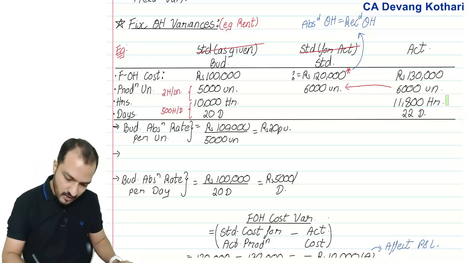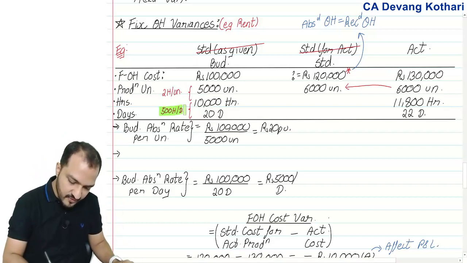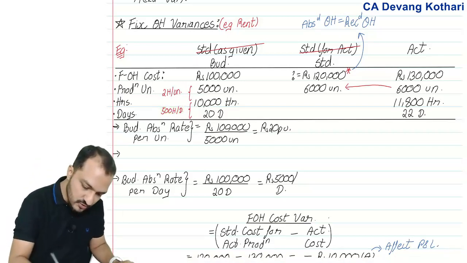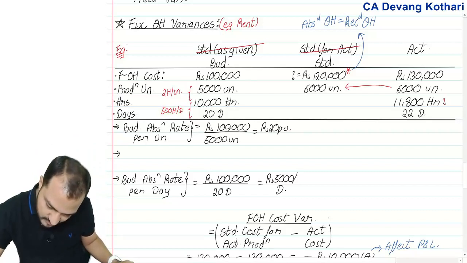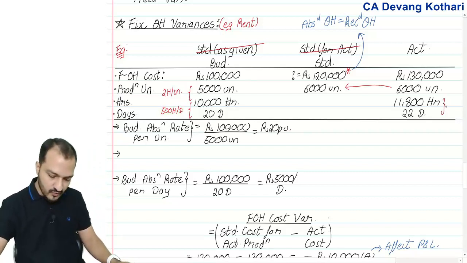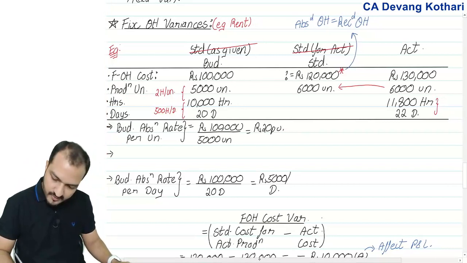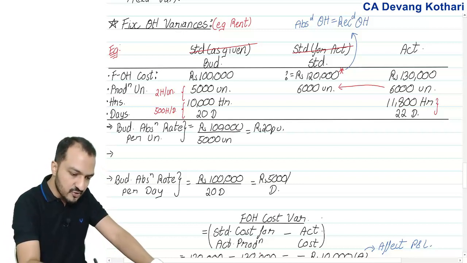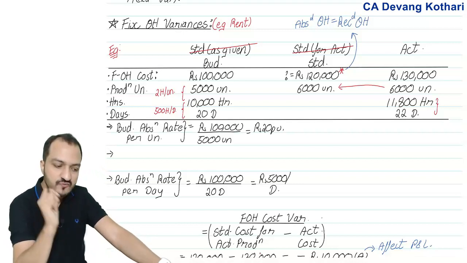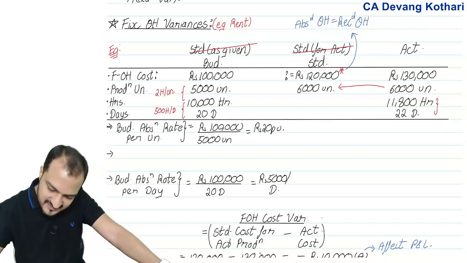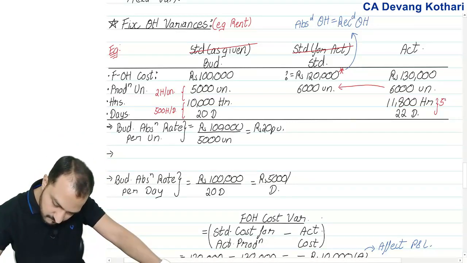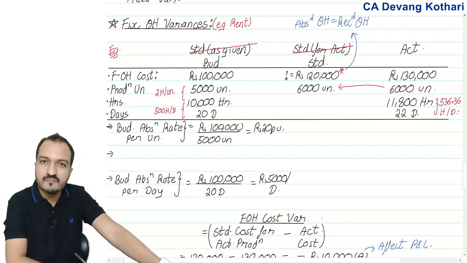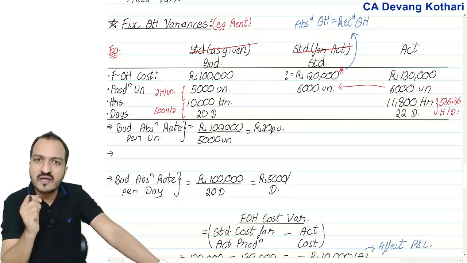I'll tell you. According to the budget, you were supposed to work 500 hours per day, but what is my actual per day? Work out that. Actual, I have worked 11,800 hours and I did that work in 22 days. So my actual work per day is 536.36 hours per day.